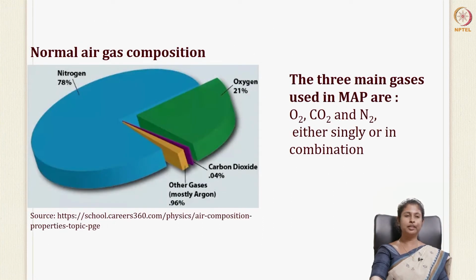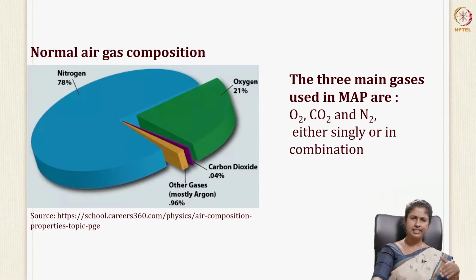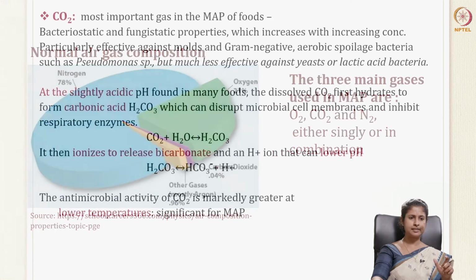You all know the normal air composition. The maximum, 3/4 of the air, is composed of nitrogen, 78%. Okay, and oxygen composes 21%. Carbon dioxide just 0.04%, and other gases 0.96%. Now, of these different gases, the 3 most important ones are oxygen, carbon dioxide, and nitrogen. In MAP, we usually play with the composition of these 3 gases.